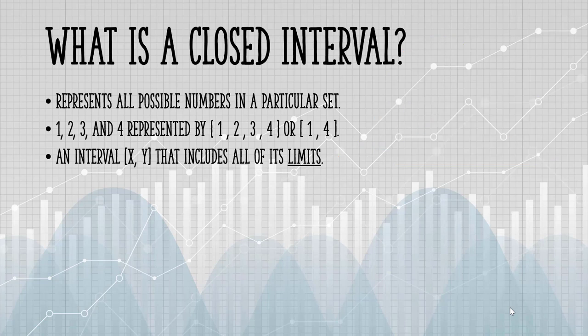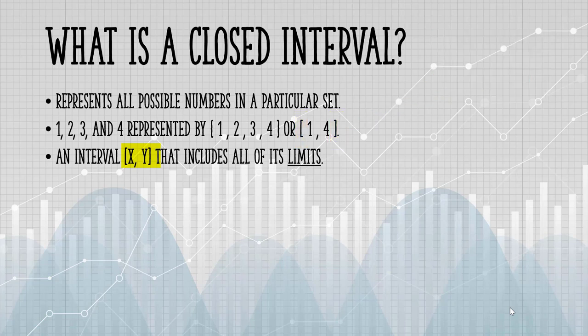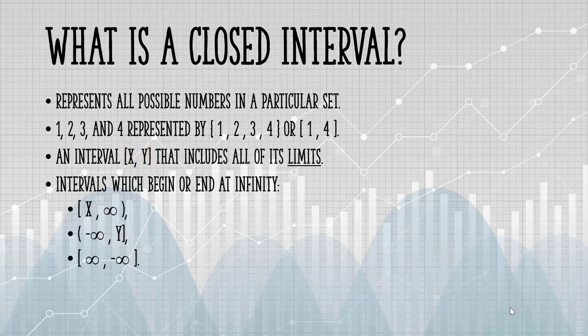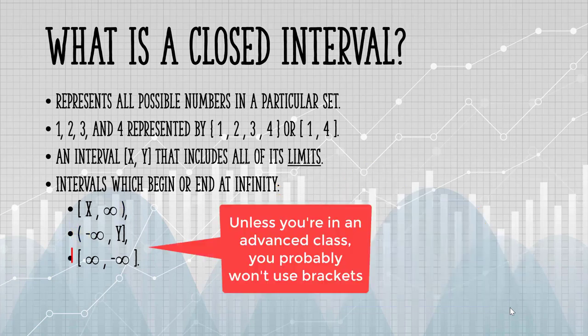Intervals are designated by writing the start point and end point as an ordered pair. Square brackets show an endpoint is included in the interval. So the closed interval beginning at x and ending at y would be denoted x, y within closed brackets. Intervals which begin or end at infinity can't include the endpoint, so standard parentheses are used. But since the limit is included in the interval, they can still be closed.